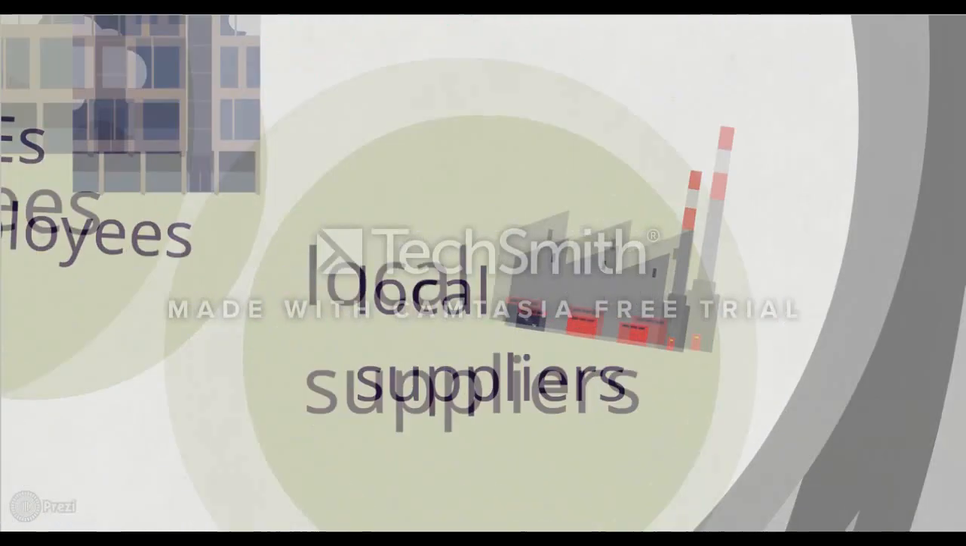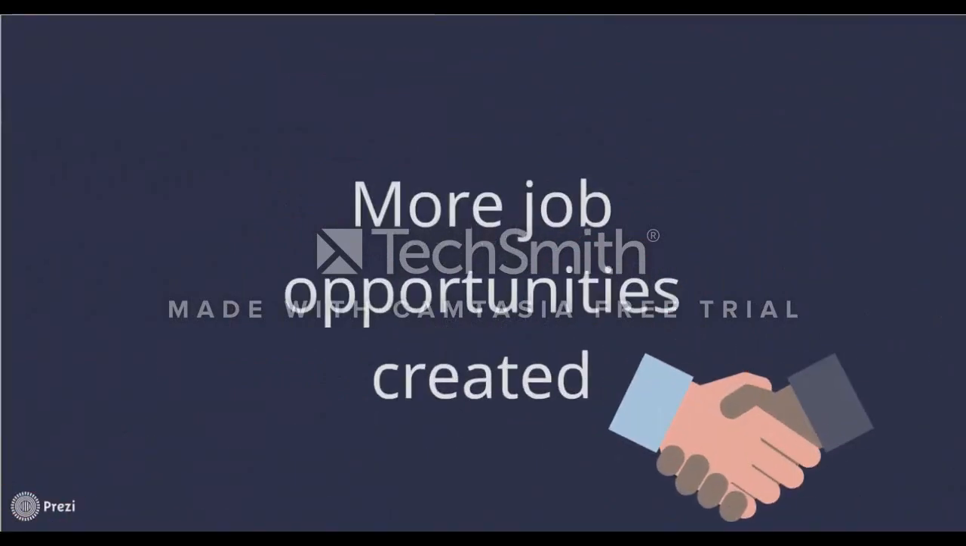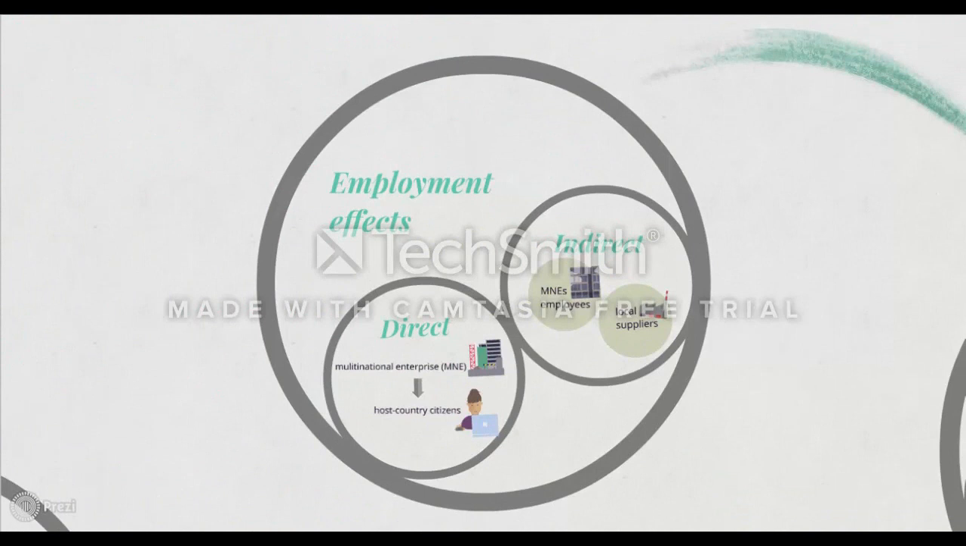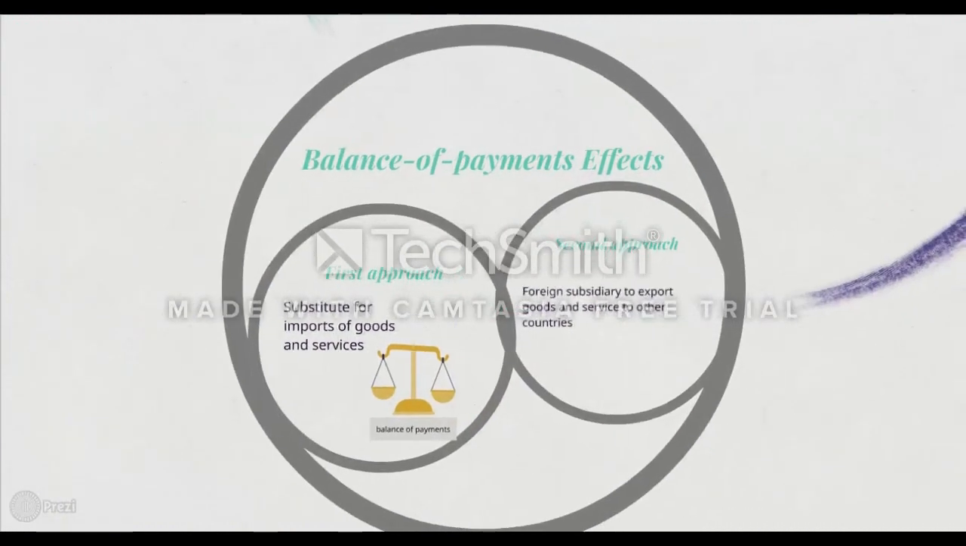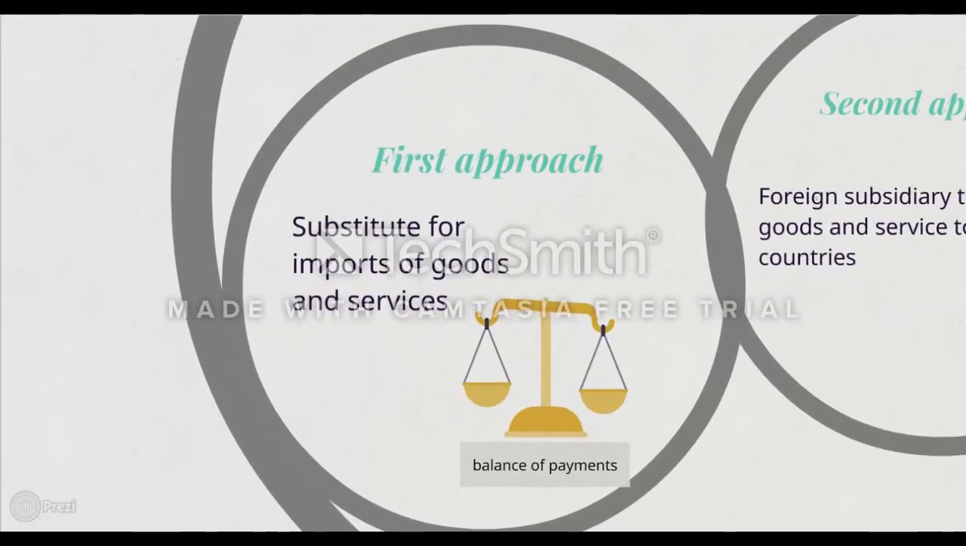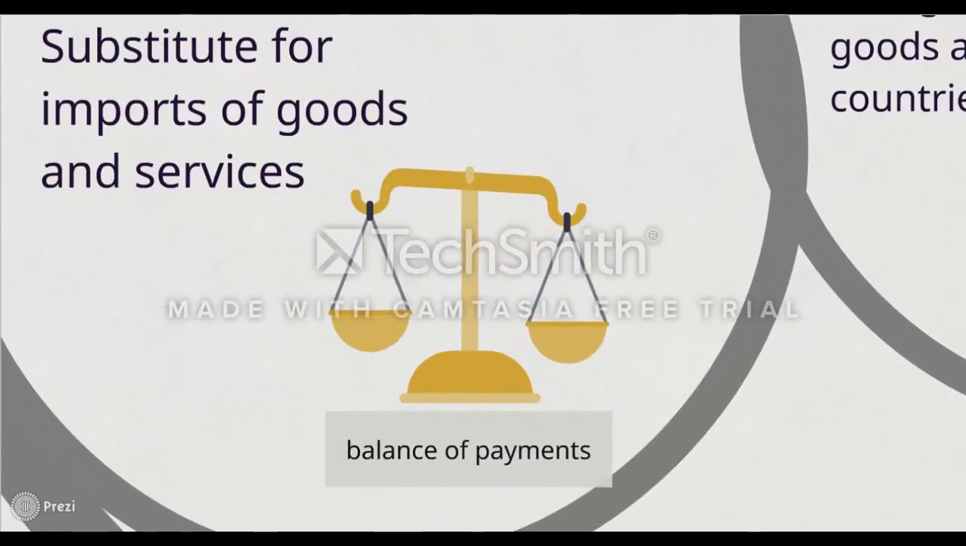Additionally, jobs are created among local suppliers as a result of the MNE's operations. Let's talk about the balance of payment effects. There are two ways in which FDI can help a country run a current account surplus. First, if the FDI is a substitute for import of goods and services, the effect can be to improve the current account.